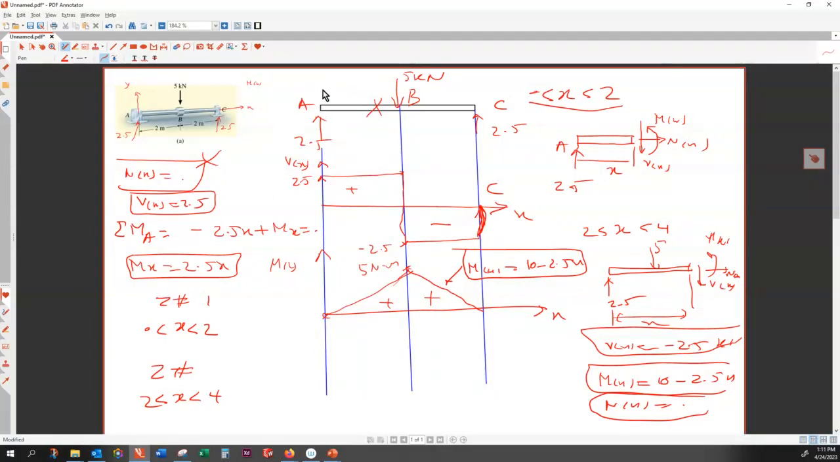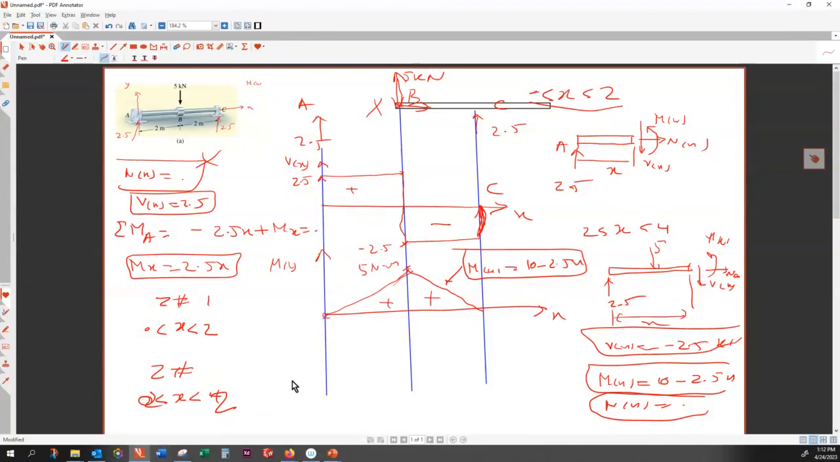So instead of fixing the coordinate system to point A, I'm going to move the coordinate system with my zone. When I jump into the second zone, I bring that coordinate system from here, I bring it to here. What happens? If I bring it here, instead of changing between 0 to 4, it would change between 0 and 2. So everyone followed the change of coordinate system? If you didn't, just let me know. I'm happy to explain again.